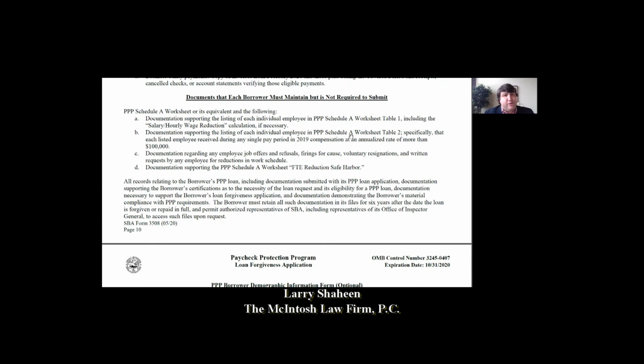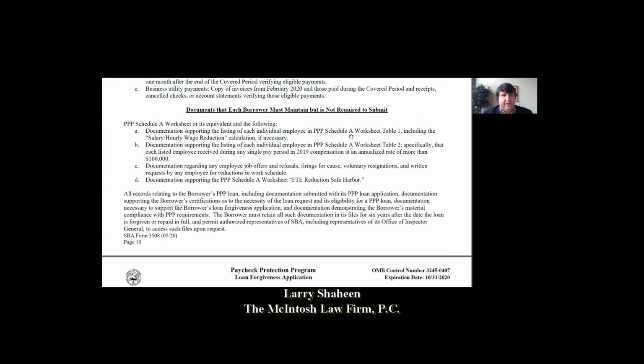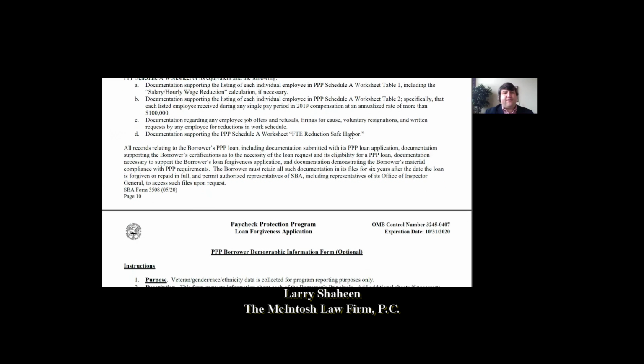Now, those are documents you have to submit. There are documents that you have to maintain, but you are not required to submit. That includes your Schedule A worksheet. That includes the documentation supporting the listing of each individual employee. You have to show documentation regarding any employee offers, job refusals, firings for cause, voluntary resignations, or written requests by any employee for reduction. Those are all forgiven and given to the safe harbor, but you have to keep those on file. And then, of course, your documentation supporting your Schedule A worksheet, FTE reduction, safe harbor.